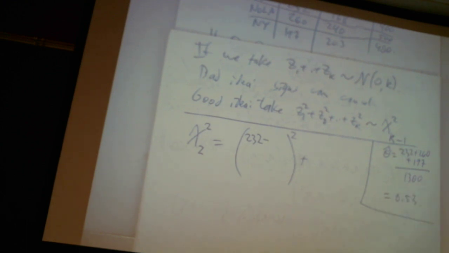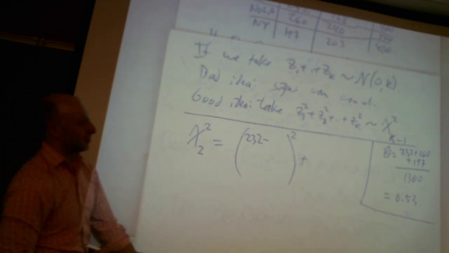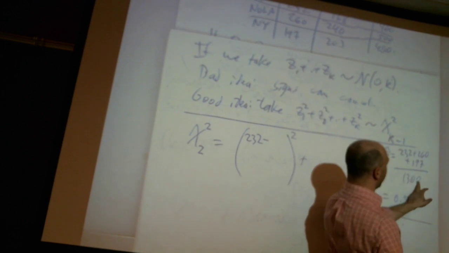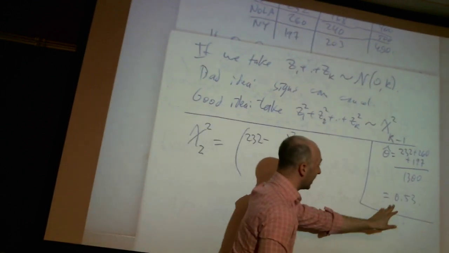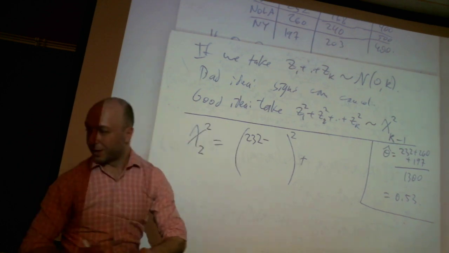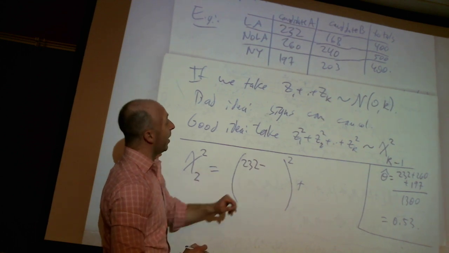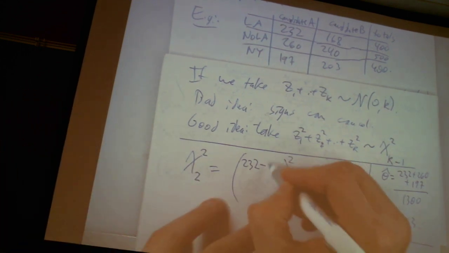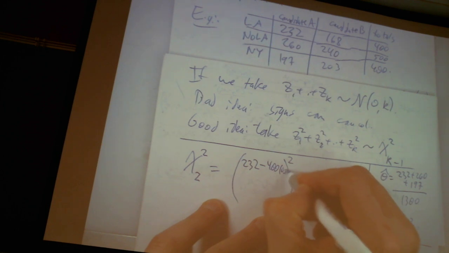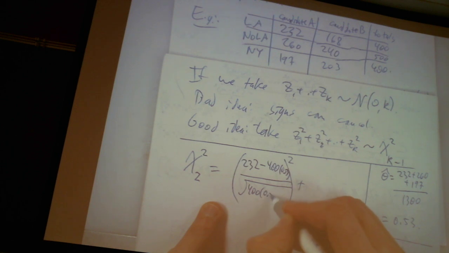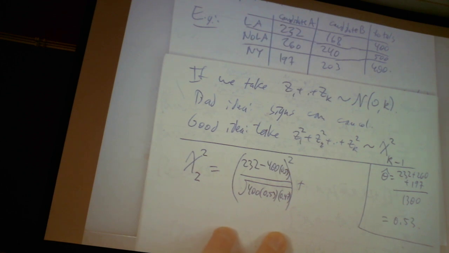Okay? So everybody sees how I got the pooled estimate for theta? All the successes divided by the total number of people we asked. That's a little bit more than half, which is consistent with the data that we saw. Okay, 232 minus, how many people did we see? 400 times 0.53 divided by the square root of 400 times 0.53 times 1 minus theta, 0.47. Squared.